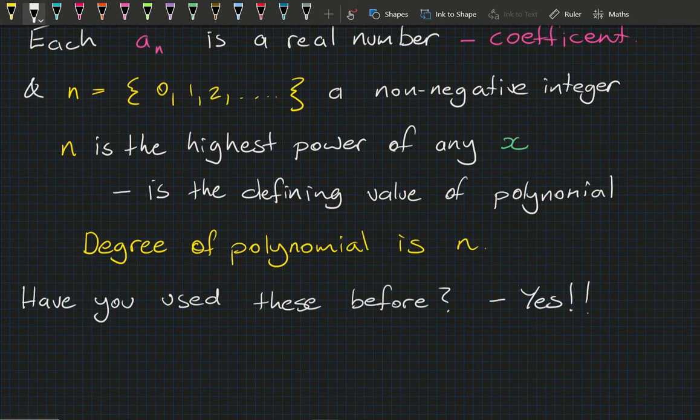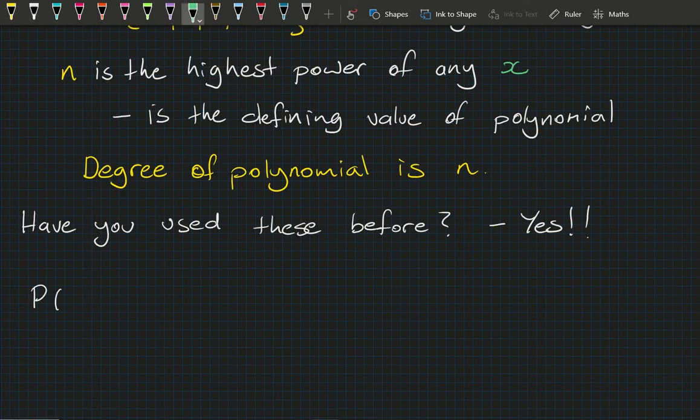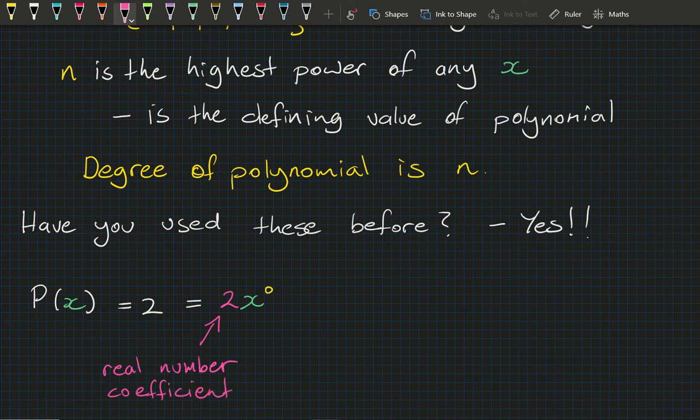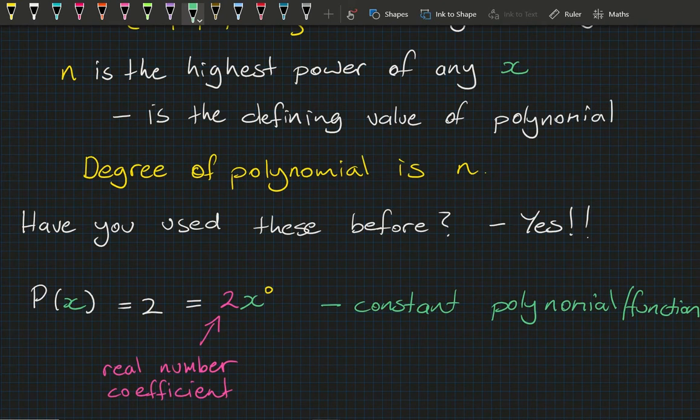Well, yes you have. So firstly, we have a polynomial, p of x, which is just equal to 2. And that's a polynomial because I can rewrite that as 2 times x to the 0. So I'm sorry if that makes you groan. Now in this case, the real number coefficient is 2. And this polynomial is called a constant. And the highest power of x, you can see here, is 0, so it has a degree of 0.